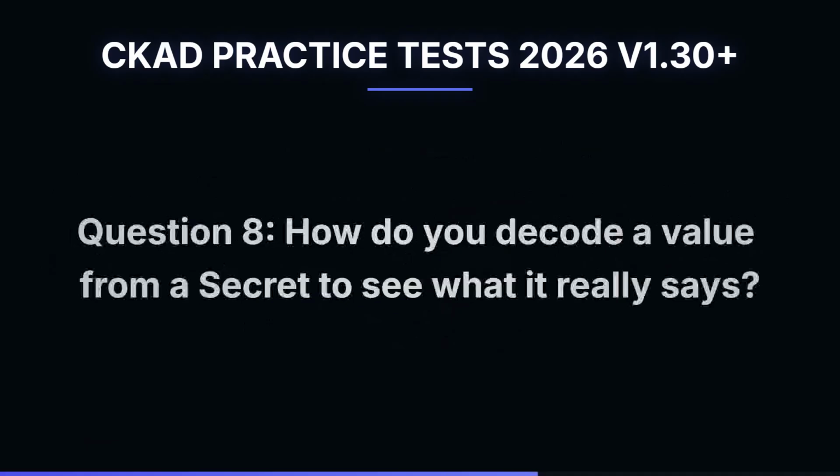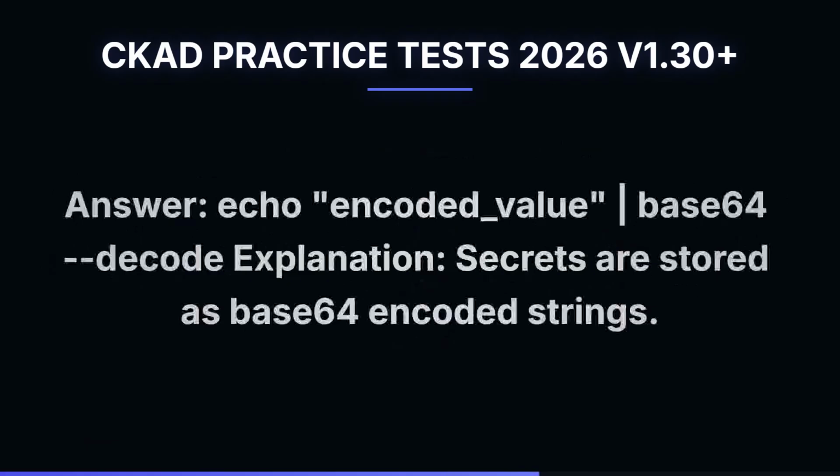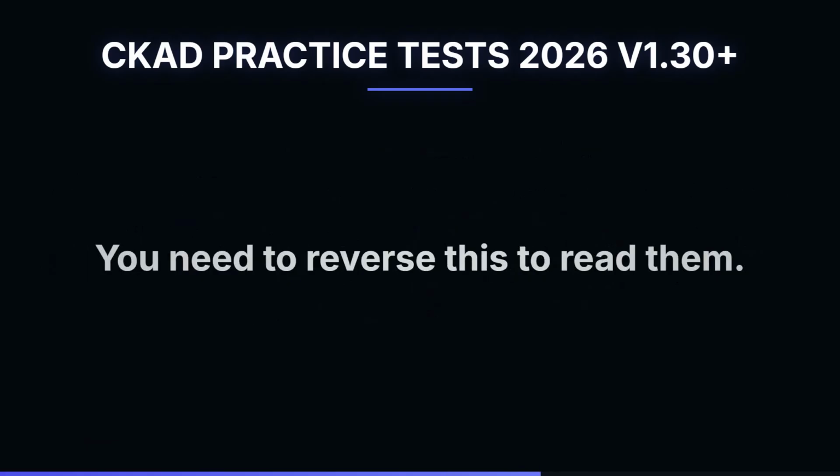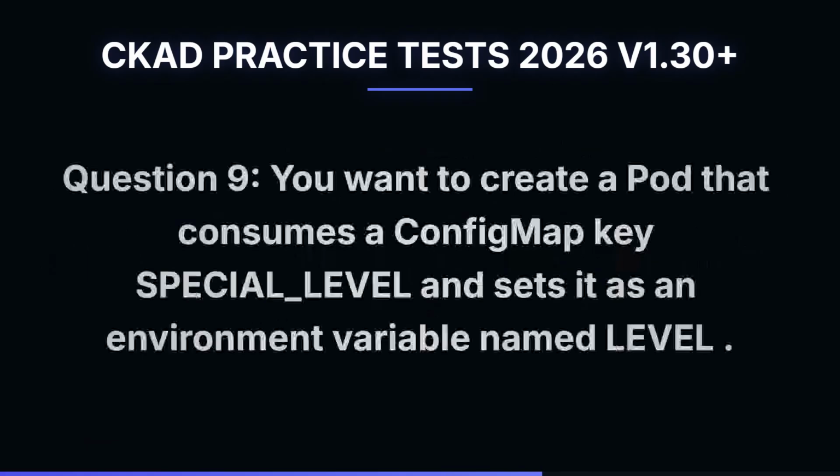Question 8. How do you decode a value from a secret to see what it really says? Answer: echo the encoded value, pipe to base64 --decode. Explanation: secrets are stored as base64 encoded strings. You need to reverse this to read them.